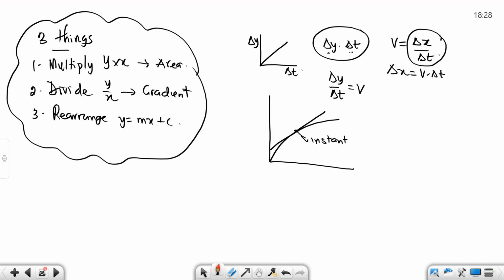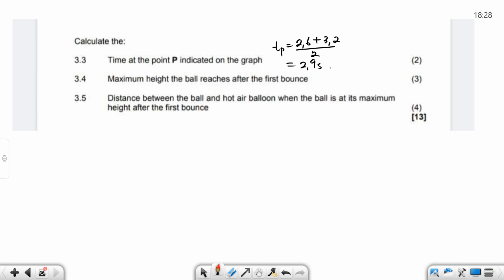It's 2 minutes. What is the last question? Thanks for sending this question. The distance between the ball and the hot air balloon when the ball is at its maximum height, please read and understand. The distance between what? The ball and the hot air balloon, right? When talks about what? Time. When the ball is at maximum height after the first what? Bounce. Let's quickly get this done. It's so easy. Our graph is like that, right?